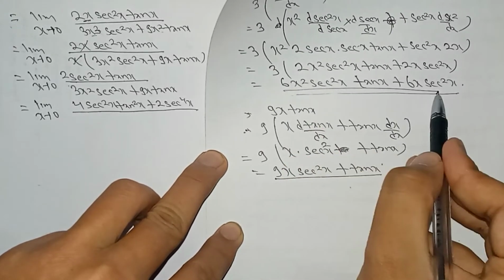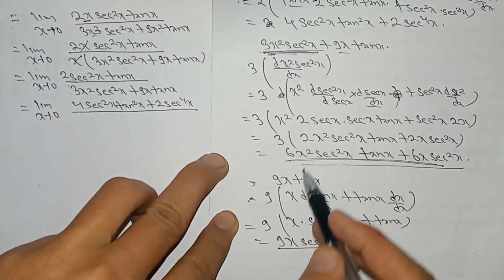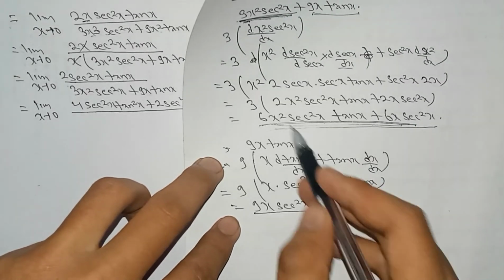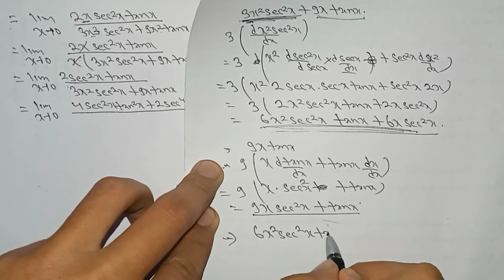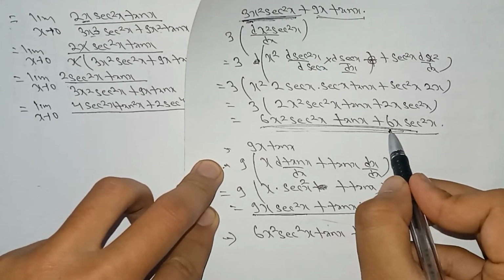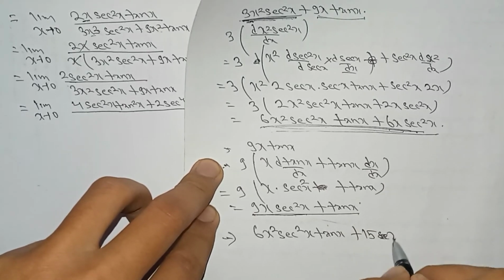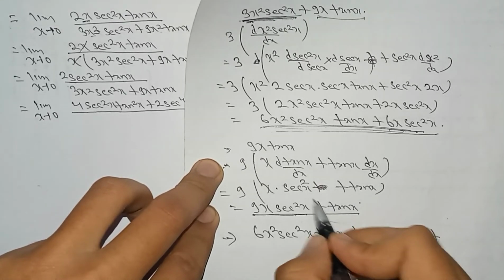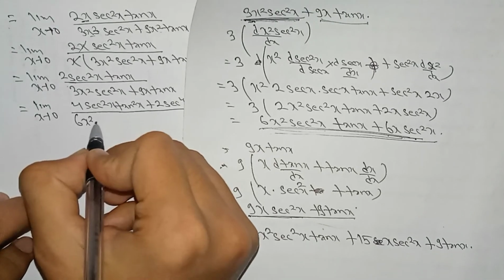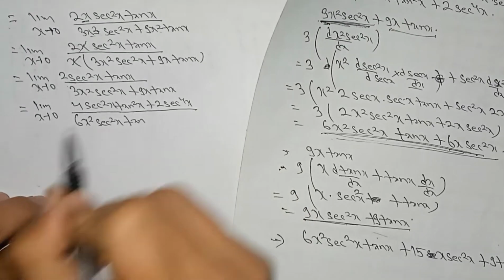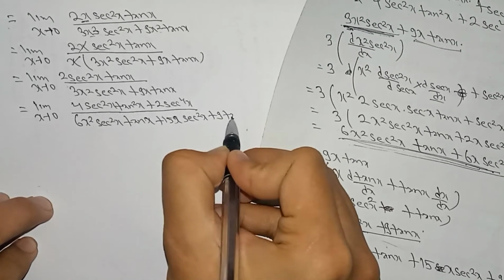So if we add this term and this term, the result of the first term is this, and this term is this. If we add, it becomes 6x square sec square x tan x plus 9x sec square x plus 6x sec square x, which becomes 15x sec square x, plus 9 tan x. So we can write here 6x square sec square x tan x plus 15x sec square x plus 9 tan x.